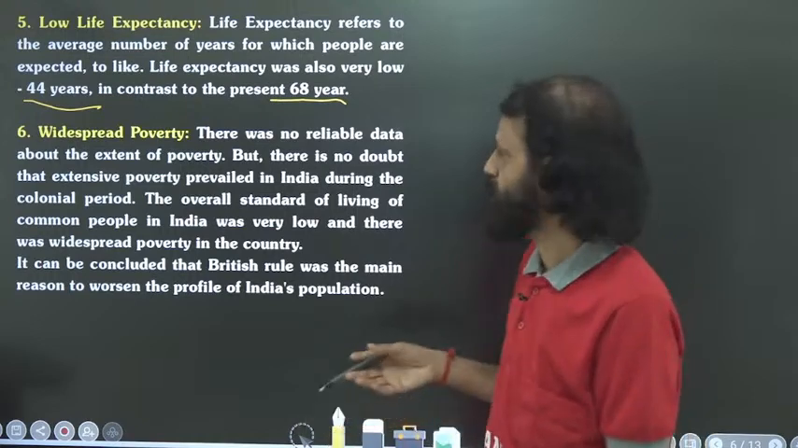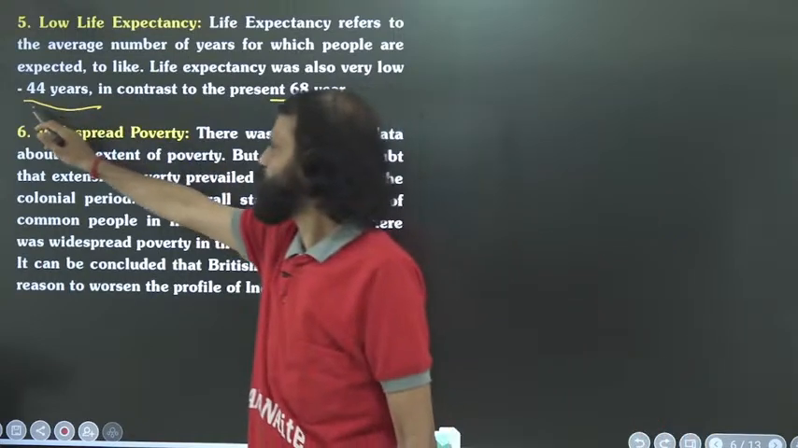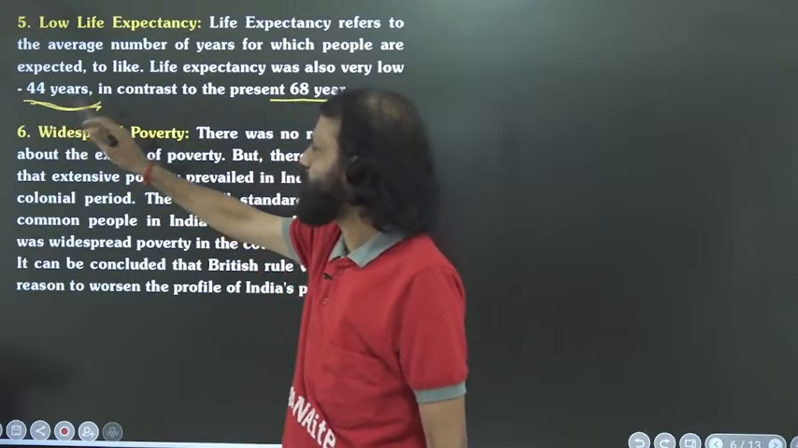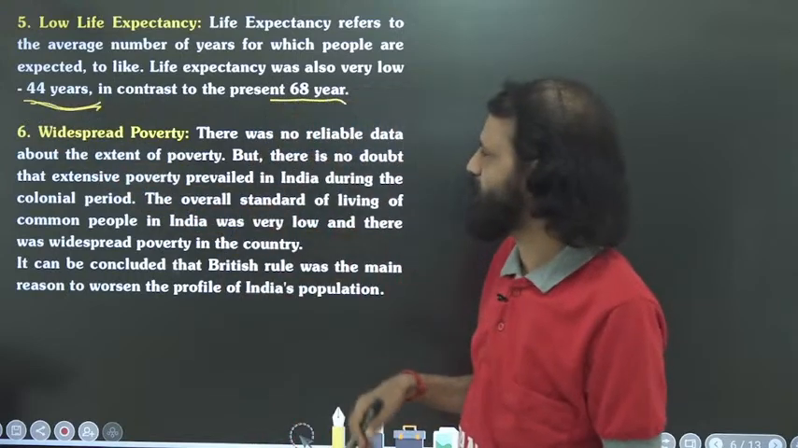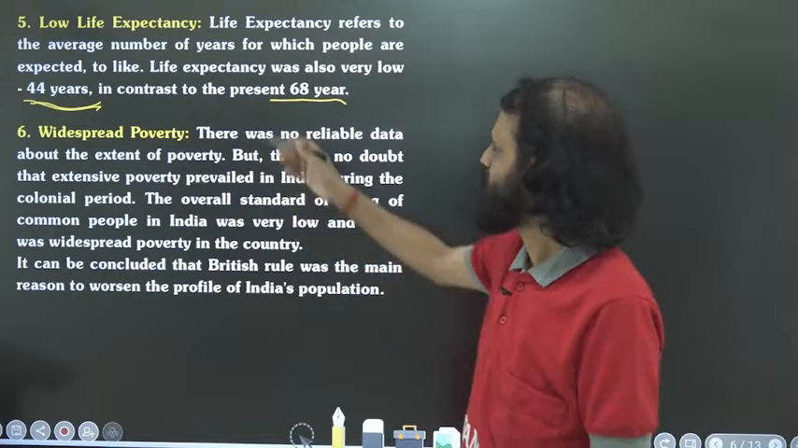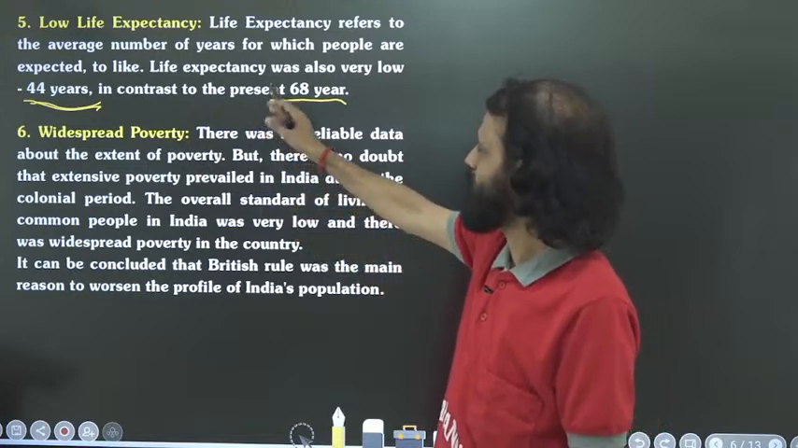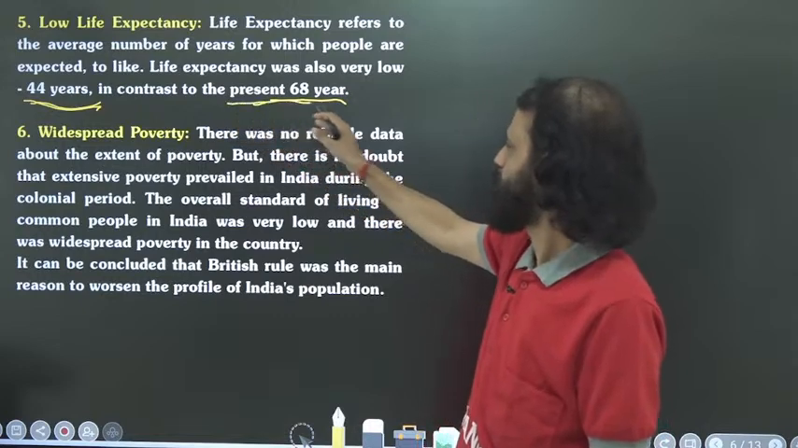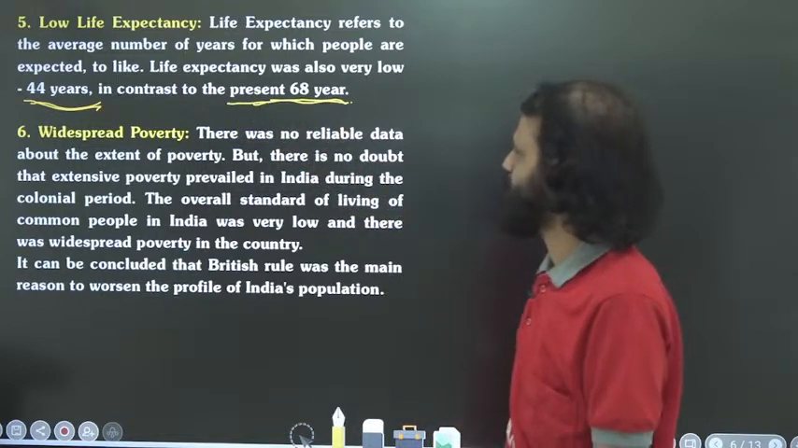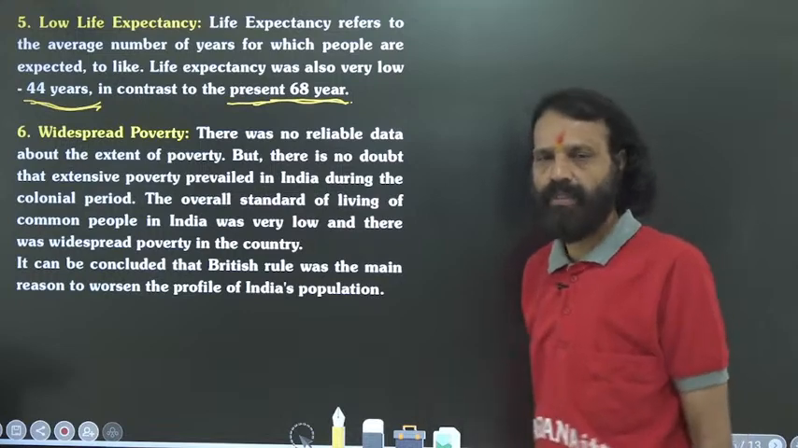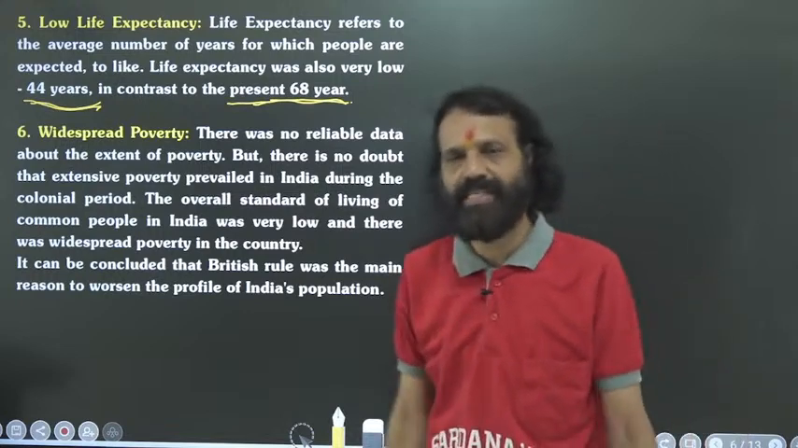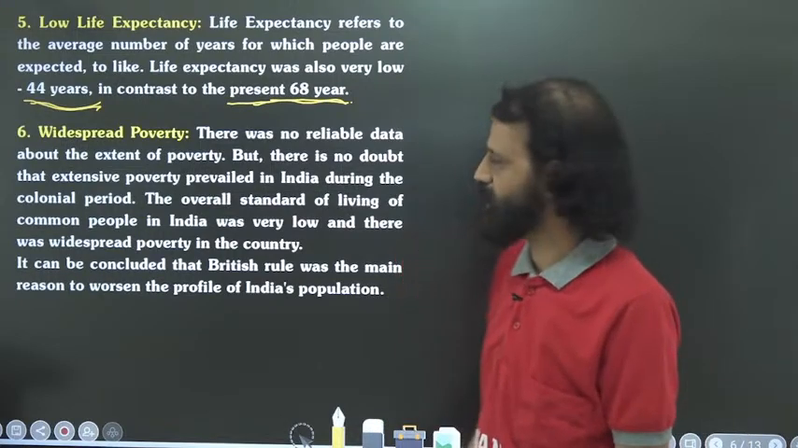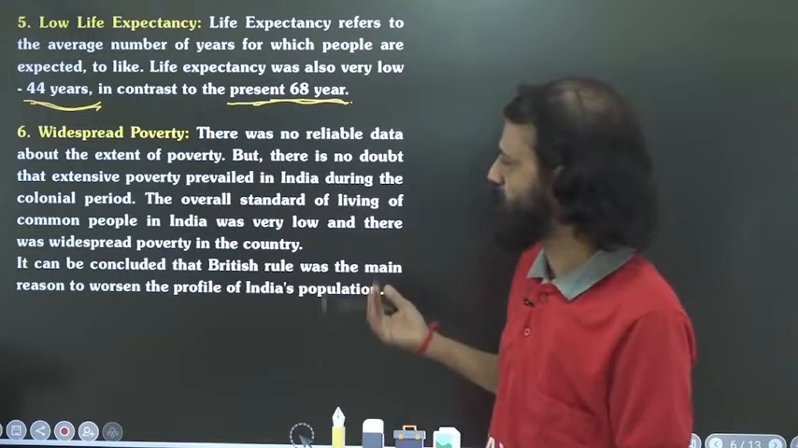At that time, most of the people lived only up to 44 years. After that they died. Nowadays, what is happening? The lifespan has expanded up to 68 years, and now even more than that. Eighty years, even 90 years, so many people are living like that.